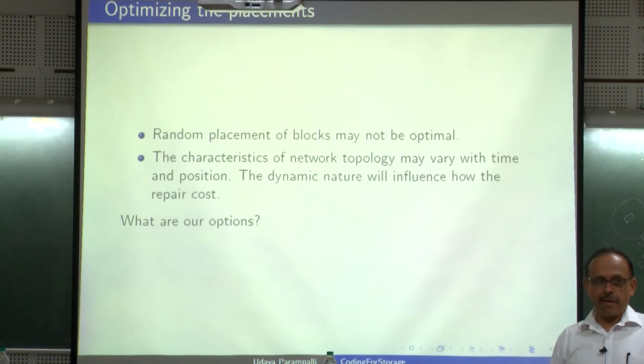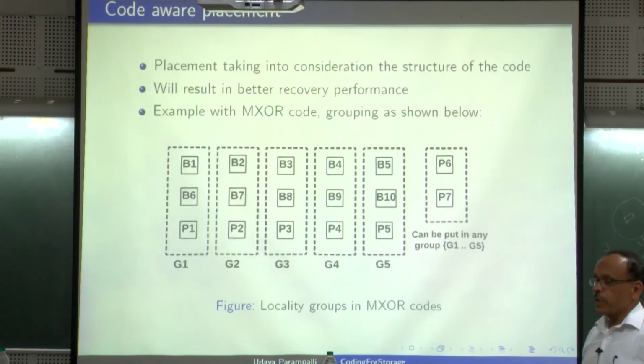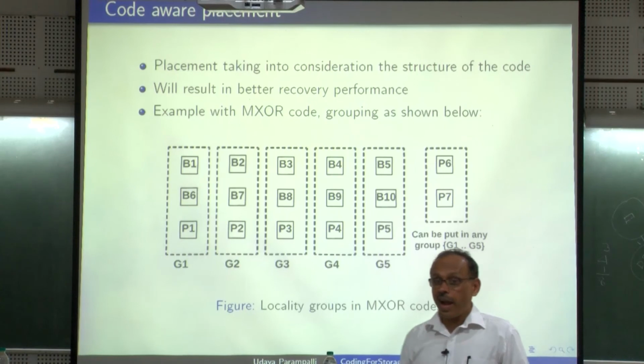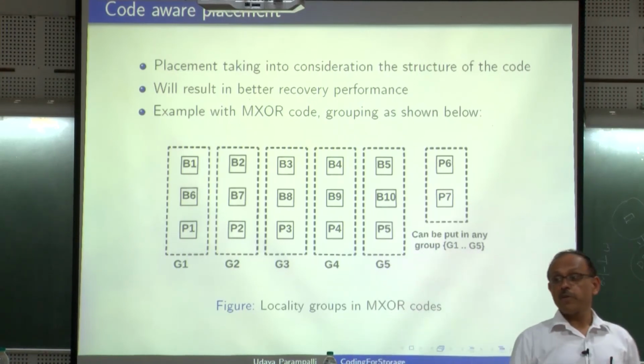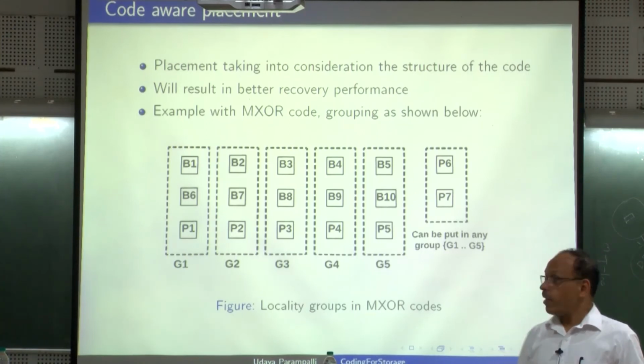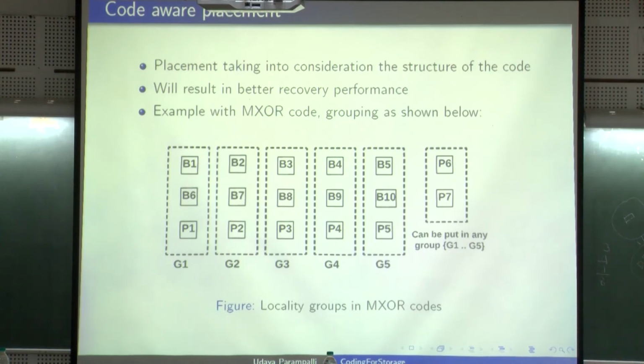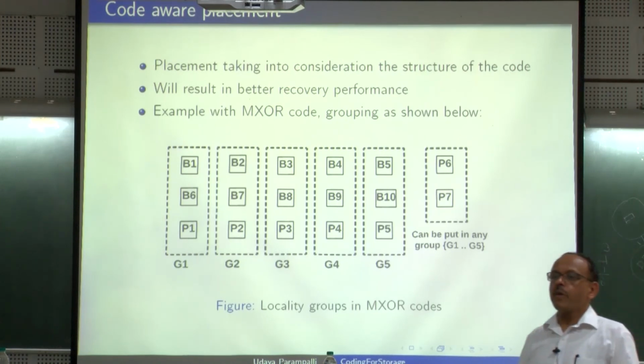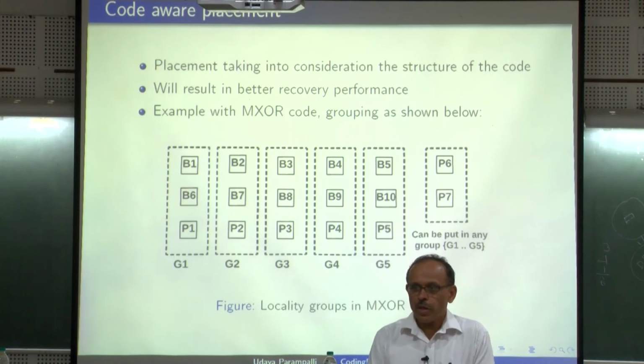So in this work that I am going to show now, we take into consideration the locality properties of the code, and we use that to come up with a heuristic that helps us optimize the placement. We call this the code aware placement. It's a very simple heuristic. We don't want to get too deep into it, but what we observed with MSR code is that we want to at least identify the structure of the code in the problem.